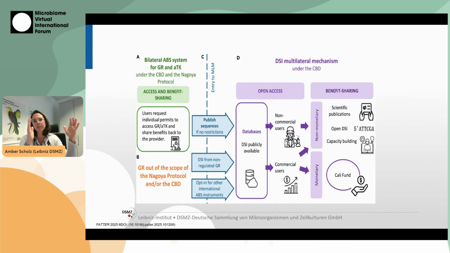So on the left is the bilateral access and benefit sharing that you've been hearing about for the last 40 minutes. And that stays in place. That is still there. On the right-hand side is the new DSI mechanism. And so if your Nagoya permit allows you to share sequences into the public data space, then once that data becomes public, it is now in the multilateral mechanism for benefit sharing.